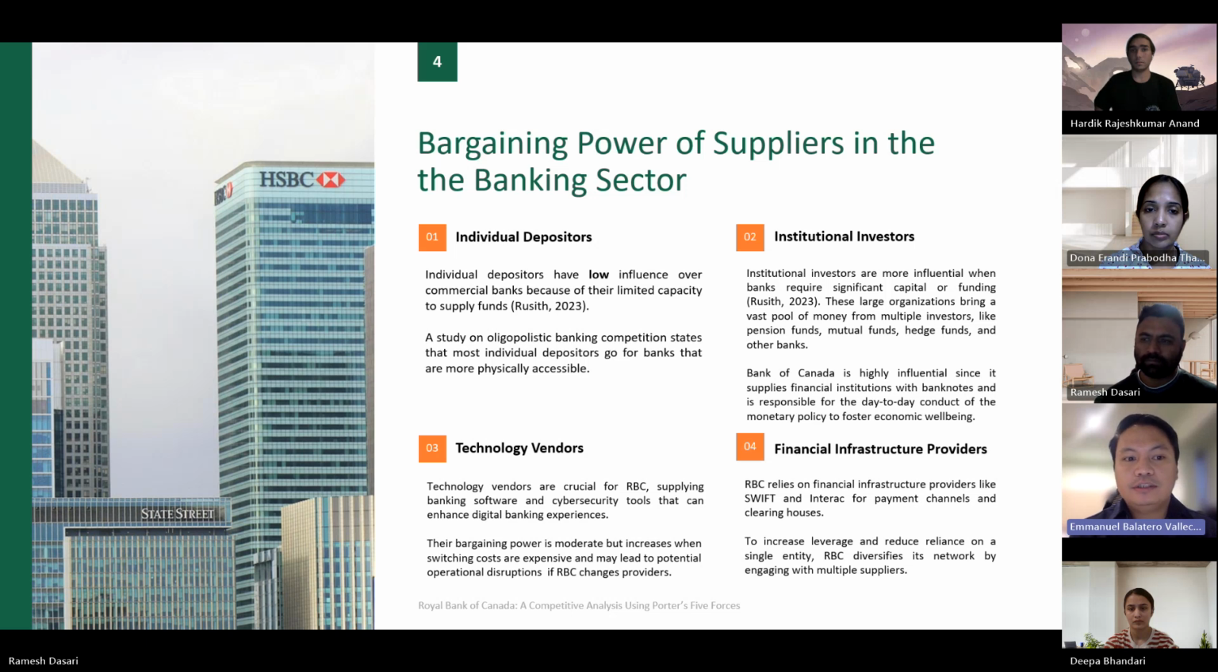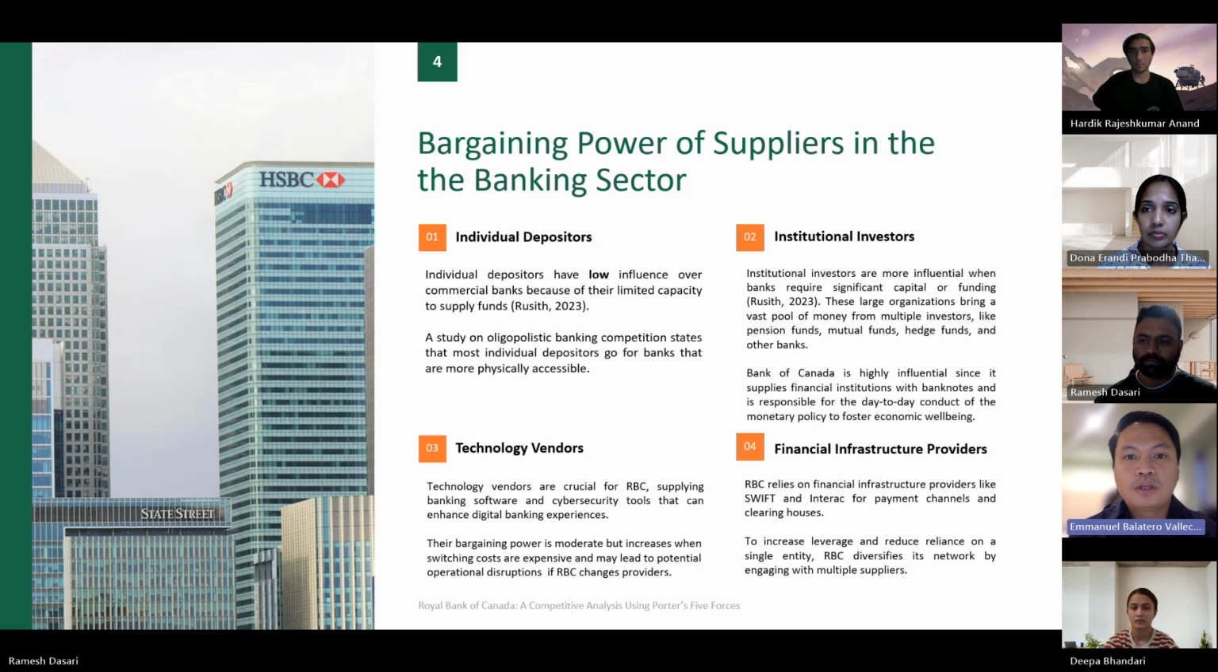Next on the list is our technology vendors. Technology vendors have moderate bargaining power. RBC depends on them for essential banking software and cybersecurity tools. But RBC reduces its risk by investing in in-house solutions and partnering with multiple vendors to avoid reliance on a single supplier. Next on the list is our financial infrastructure providers. An example of this is Swift and Interac, which facilitate payments and transfers. They have limited bargaining power due to their structured pricing, but RBC mitigates this risk by diversifying its partnerships across multiple providers.